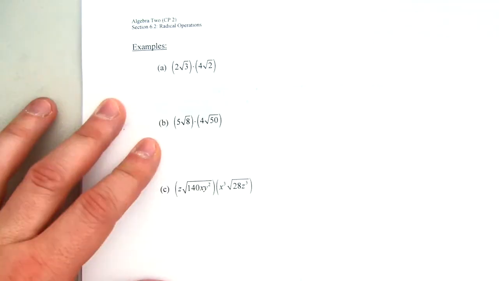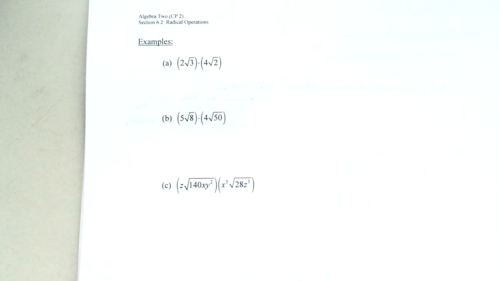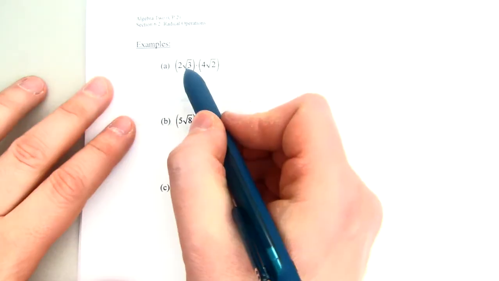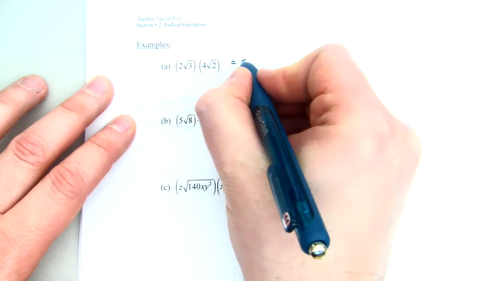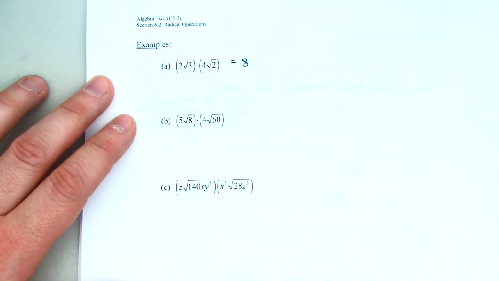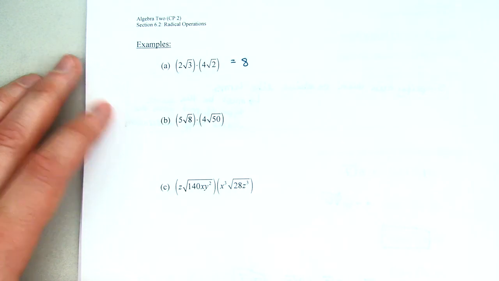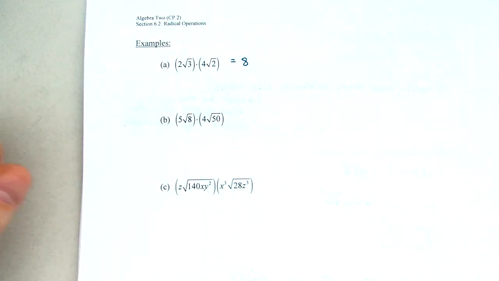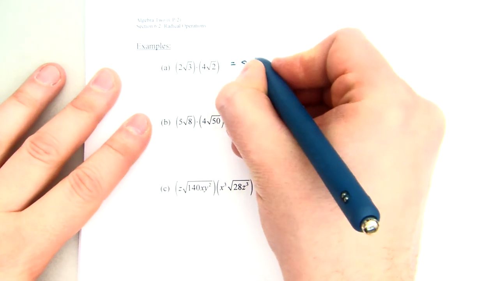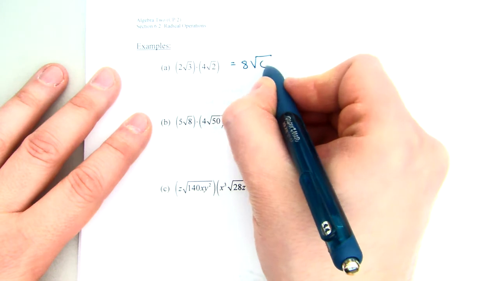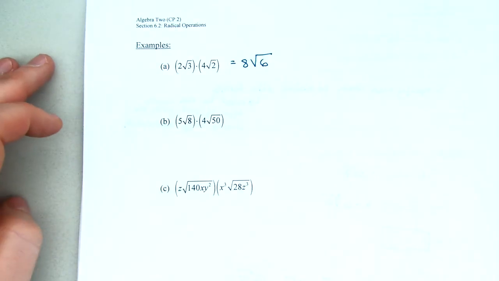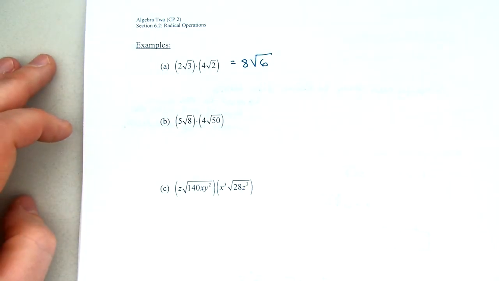Okay, so letter A, I want to multiply 2 root 3 by 4 root 2. My rule says multiply the outsides, put on the outside. Multiply the insides, put on the inside. So on the outside, I'm going to multiply 2 times 4, and I'm going to get 8. On the inside, I'm going to multiply 3 times 2, and I'm going to get 6. And 2 root 3 times 4 root 2 is 8 root 6.